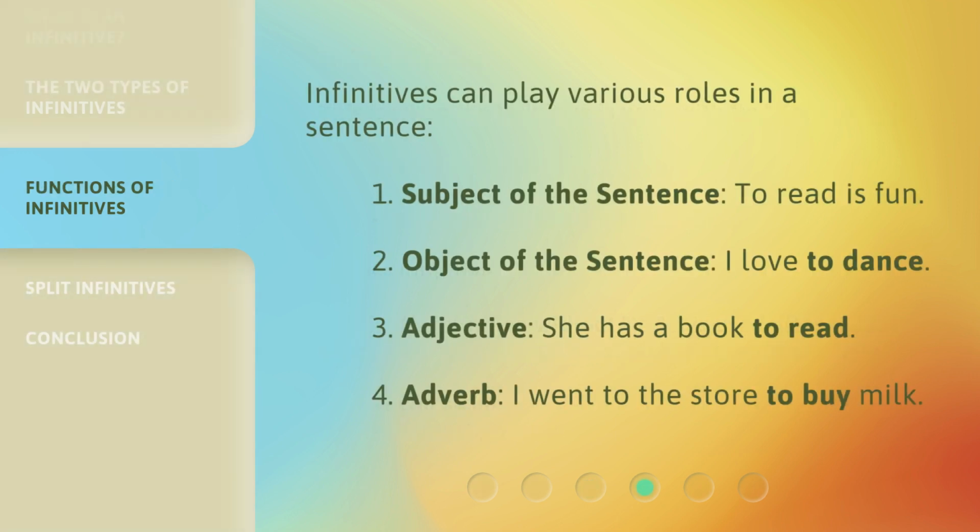Infinitives can play various roles in a sentence. 1. Subject of the sentence. To read is fun. 2. Object of the sentence. I love to dance. 3. Adjective. She has a book to read. 4. Adverb. I went to the store to buy milk.